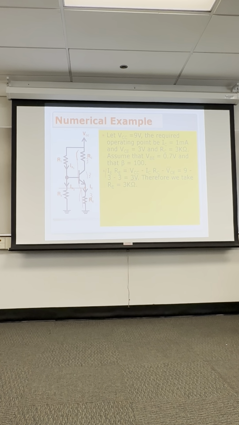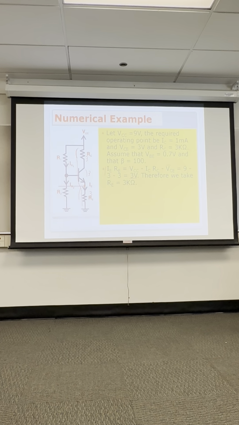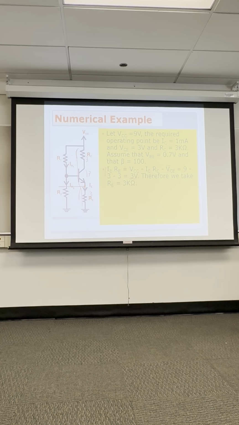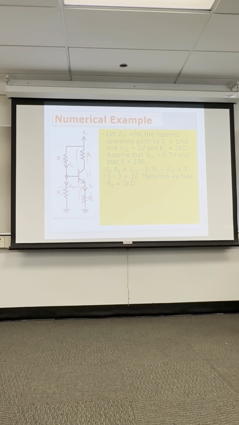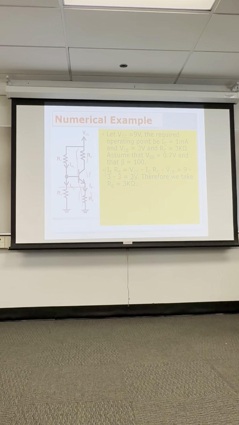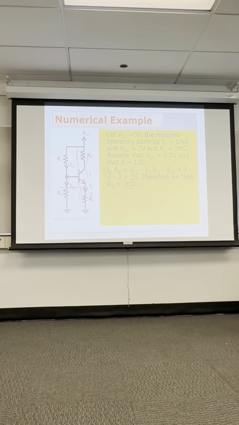Now, the problem doesn't tell us the value of that resistor. We basically have I sub E R sub E, and then we calculate out 3 volts. Now how do we get 3 volts here? How do we get 3 K ohm here? We have 3 volts, 1 milliamp of current. So that's a 3 K ohm resistor. So we have this resistor.